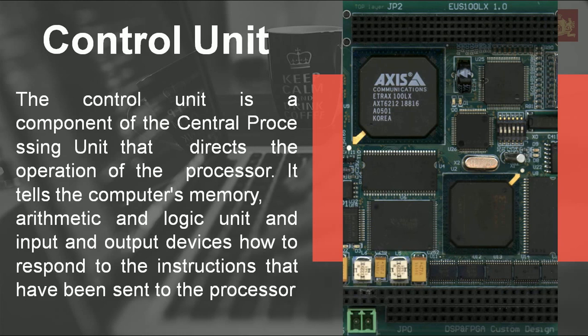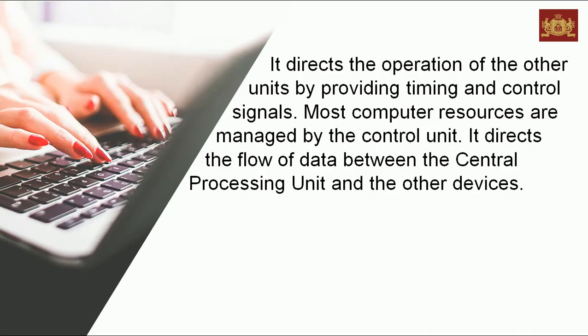The control unit is a component of the central processing unit that directs the operation of the processor. It tells the computer's memory, arithmetic and logic unit and input and output devices how to respond to the instructions that have been sent to the processor. It directs the operation of the other units by providing timing and control signals. Most computer resources are managed by the control unit.